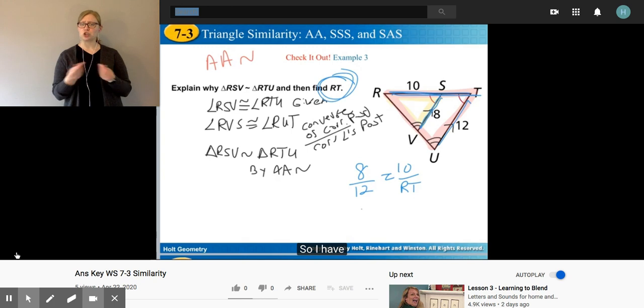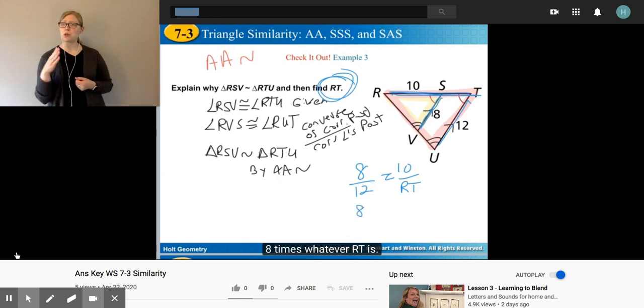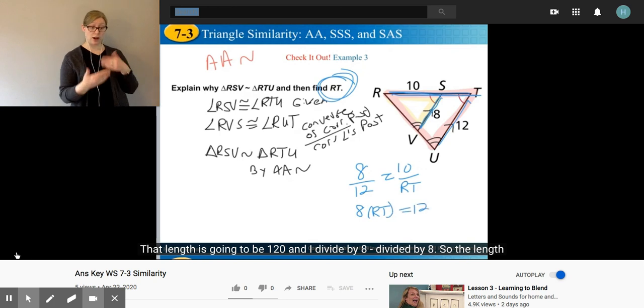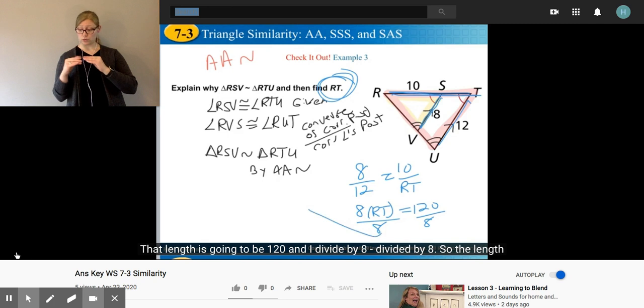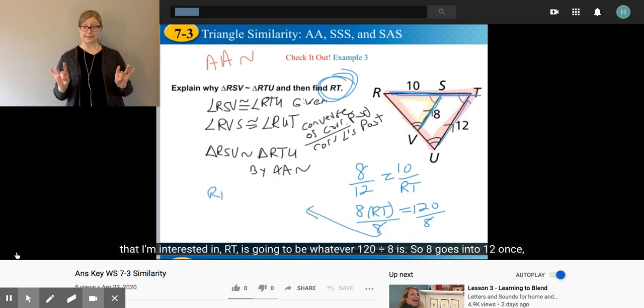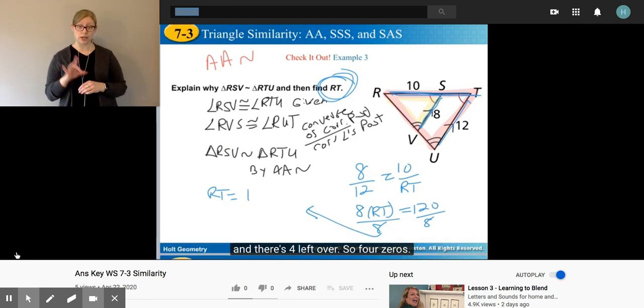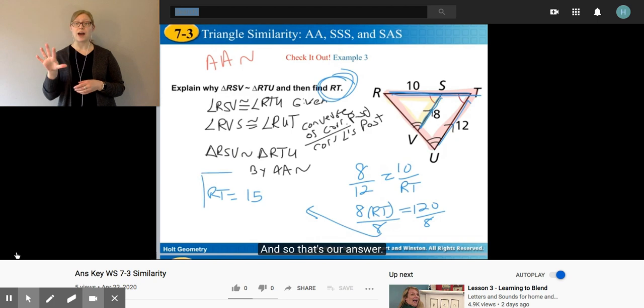So 8 times whatever RT is going to be 120. And I divide by 8, divide by 8. So the length that I'm interested in, RT, is going to be whatever 120 divided by 8 is. 8 goes into 12 once, and there's 4 left over, so bring down the zero, 8 into 40 is 5. So RT is going to be 15. And so that's our answer.